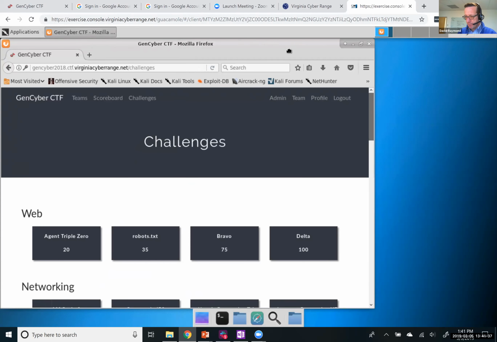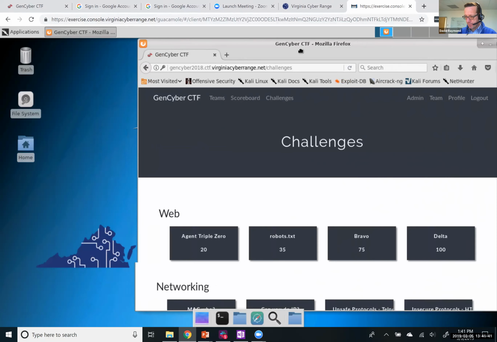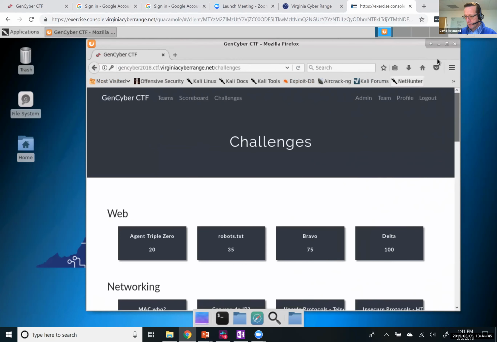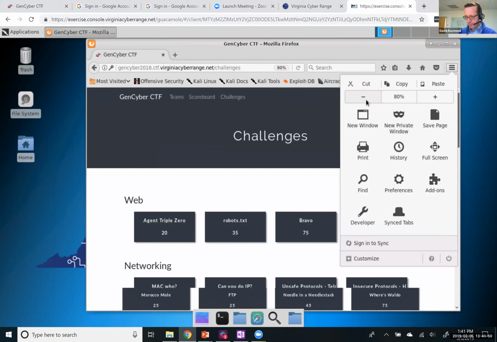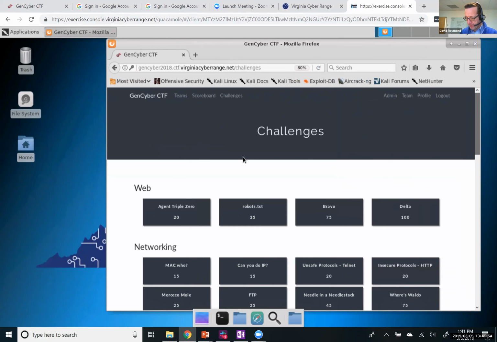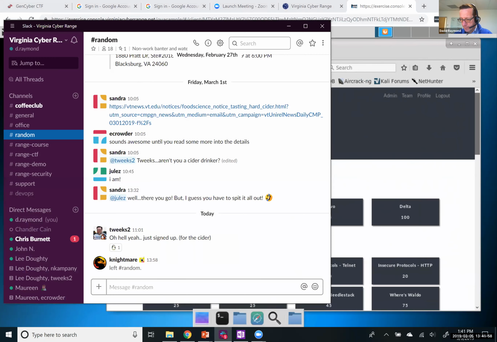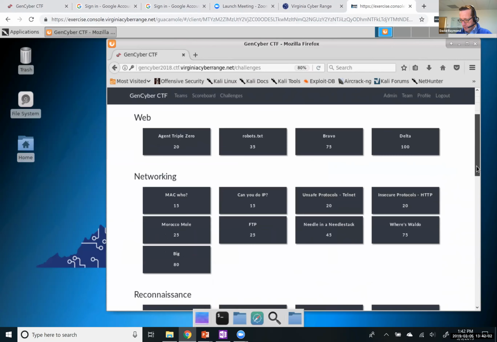Okay, so here I am. Let me, it's a little bit smaller so I can get more of it on the screen. Okay, so here's my CTF. People are killing me. Sorry, just dropped my Slack notifications.